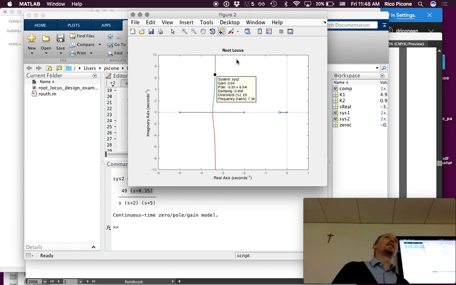So in some of the examples we'll do next week, I'm going to leave out that gain in the second root locus so that the gains will be similar. I want you to be able to do it either way. It's just recognizing which way you've chosen to do it.